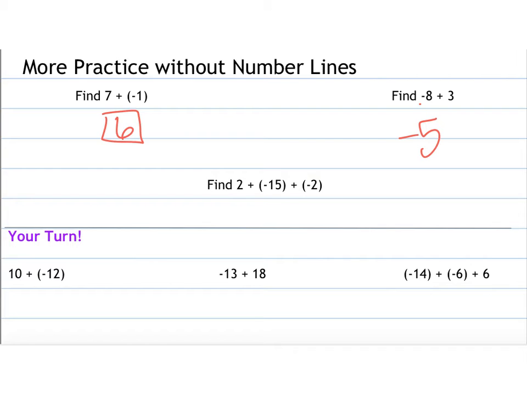Next one, we've got 3 numbers here, so let's just work left to right. So let's focus here on the 2 plus negative 15. Since our signs are different, we're going to subtract. 15 minus 2 is 13. And I have more negatives, so my answer is negative 13, plus negative 2.